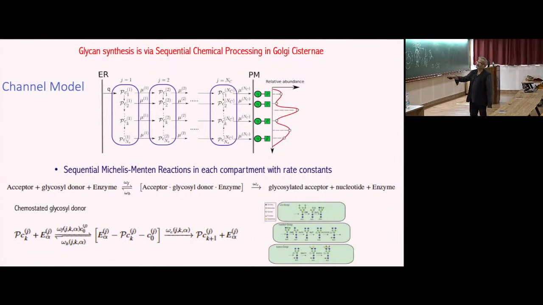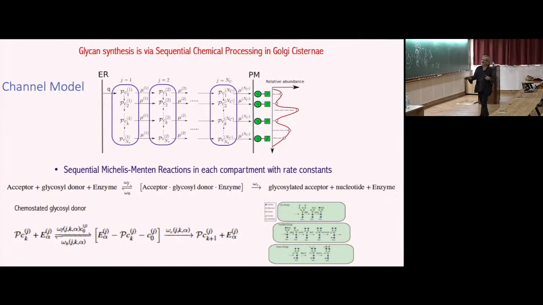The Michaelis-Menten reaction tells you that an acceptor, namely the processed proteins, let's say any of these P's, plus a glycosyl donor, a small sugar group, plus the enzyme which acts on this, gives rise to the following things. At the end of the day, it will give you a glycosylated acceptor. The acceptor gets modified by adding a donor. You get a nucleotide out, and you get the enzyme. The enzyme comes out again.